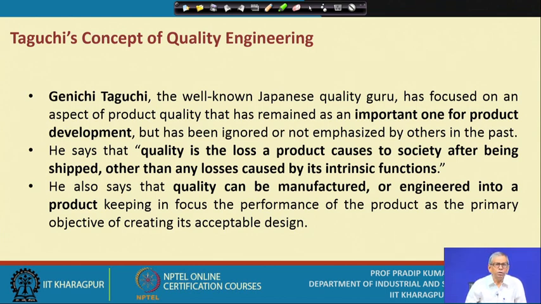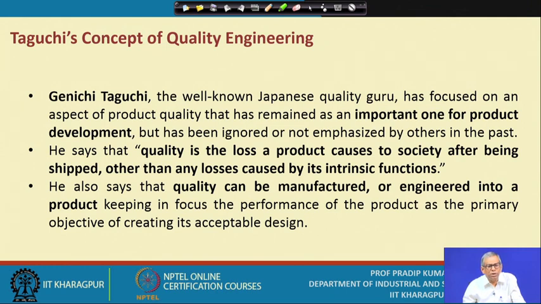Now, Genichi Taguchi, the well-known Japanese quality guru, has focused on an aspect of product quality that has remained an important one for product development, and this is a part of product development, but has been ignored or not emphasized by others in the past. And when he introduced the concept in the 50s, initially there was a lot of problem, but he stood firm, and he says that your objective should be to create a robust product. Now, what is a robust product?